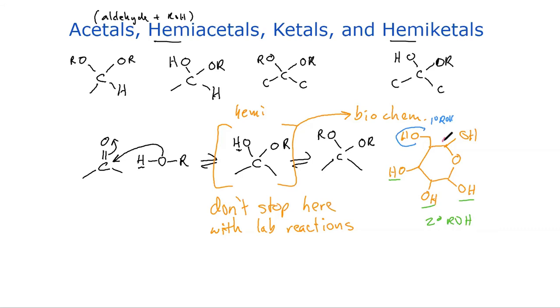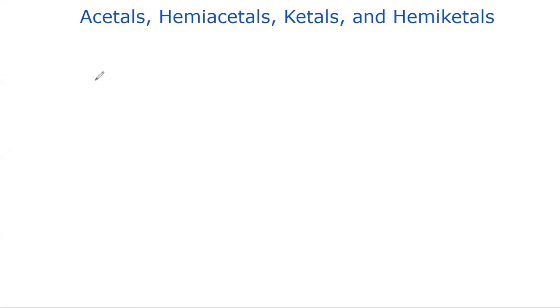This last OH and the ether are part of a hemiacetal. We say hemi because there's one OH, and we say acetal because there's a hydrogen on that former carbonyl carbon that was an aldehyde. So the hemiacetals and hemiketals will be especially important in biochemistry as structural features in carbohydrates.